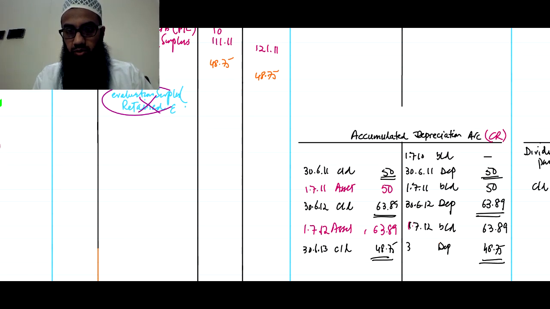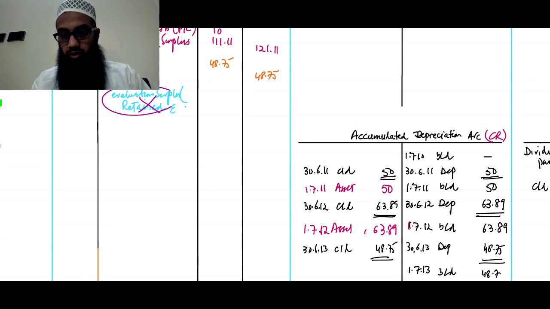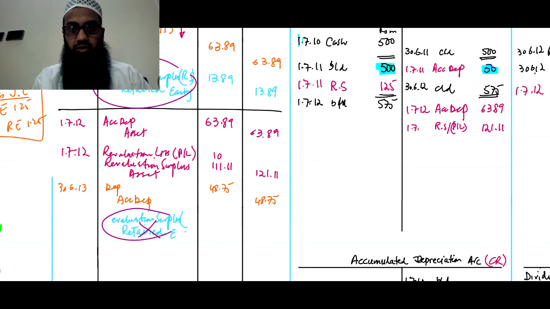Next year, 1st July 2013, BD 48.75. The asset CD balance on 30th June 2013 is the same as our revalued amount, which is 390. 30th June 2013, carried down is 390. BD came as 390 on 1st July 2013.